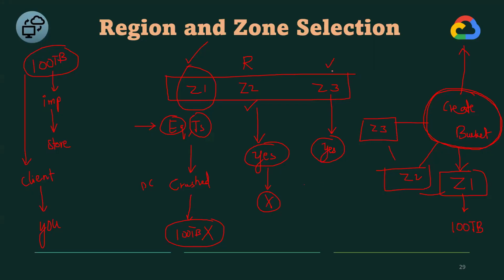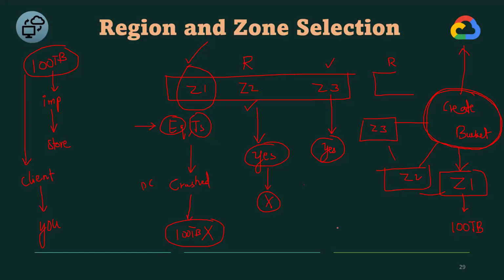Sometimes the entire region itself is crashed. In that case, you can also go for multi-regions. You can also select multi-regions. What about price, sir? If I select 3 regions, then the price will also vary, sir. It will, of course, be high. Of course. This is nothing but disaster recovery, sir. Yes, this is nothing but disaster recovery.